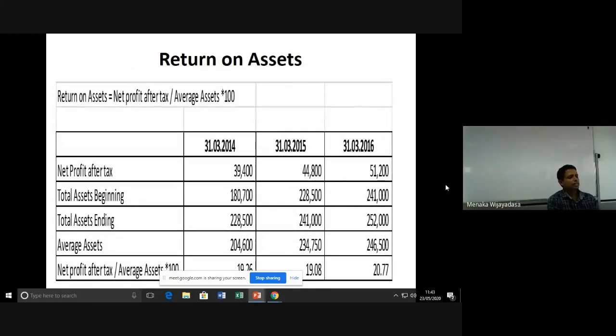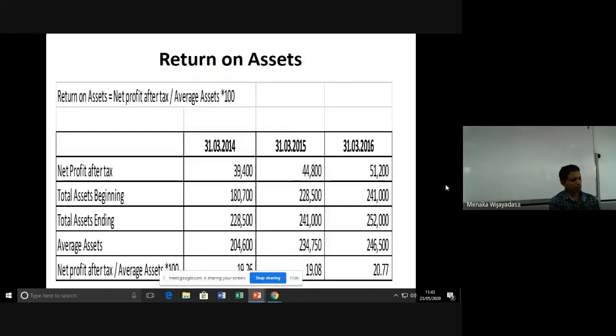Then another ratio under profitability, that is return on assets. When it comes to return on assets, it can be computed using either net profit after tax or net profit before tax. But you have to mention whether it is net profit after tax or before tax. In most cases, people tend to calculate this ratio using net profit after tax.